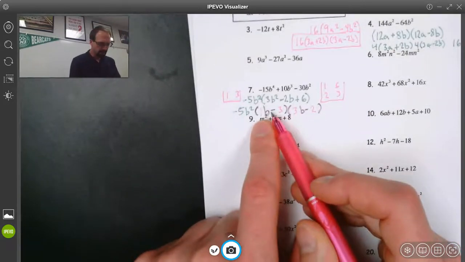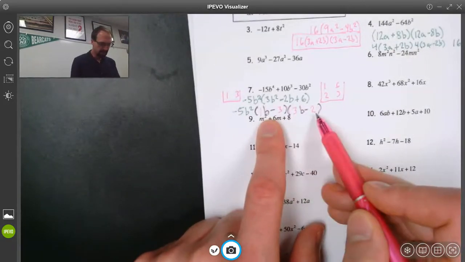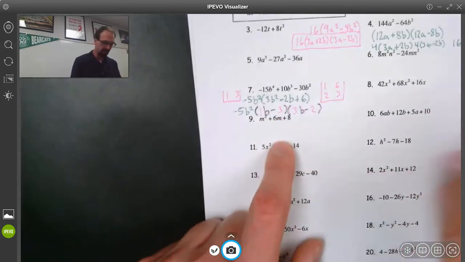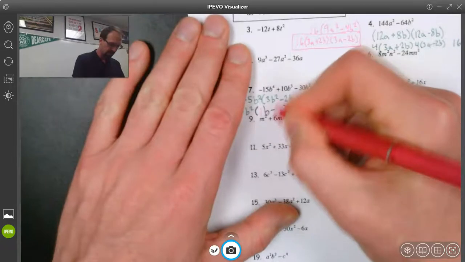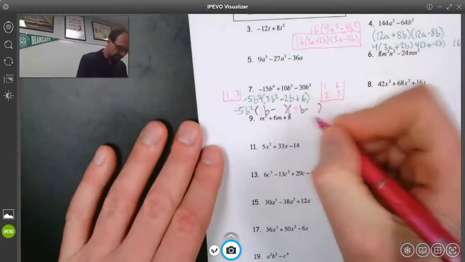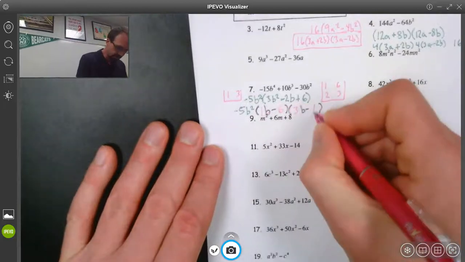So b times negative 2, that's negative 2b, negative 11b. Oh, that doesn't work. I know I can't flip it around, so I'm going to need to do the 1 and 6 instead. So again, let's check that. 6 and 1.